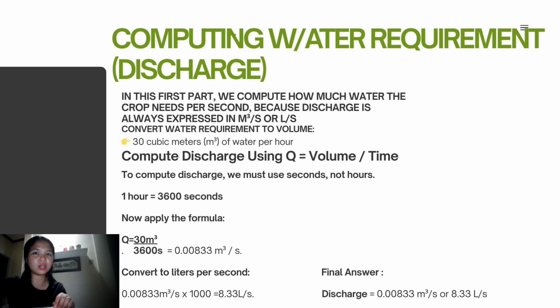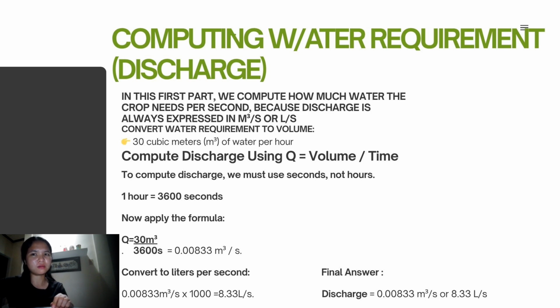So in-compute na to ang discharge using Q is equal to volume per time. So to compute discharge, we must use seconds, not hours. So 1 hour is equal to 3,600 seconds. Now mag-apply ta og formula. Mao ni siya ang formula: Q is equal to 30 cubic meter divided by 3,600 seconds. So ang result niya is 0.00833 cubic meter per second.